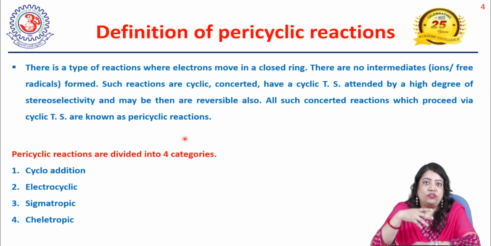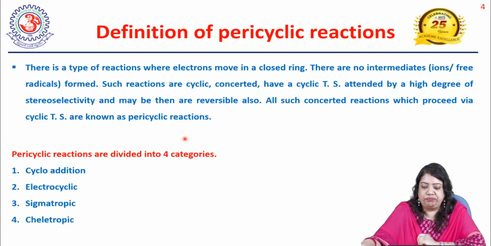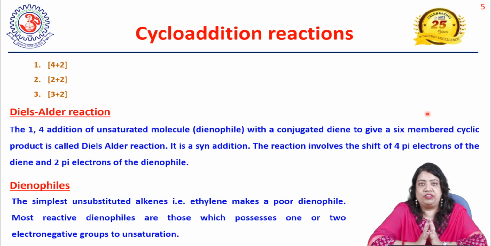Now there are four kinds of pericyclic reactions. One is cycloaddition, the second is electrocyclic, the third is sigmatropic, and the fourth is cheletropic. So today we will discuss mainly cycloaddition reactions. The other reactions I will cover in my next lectures.